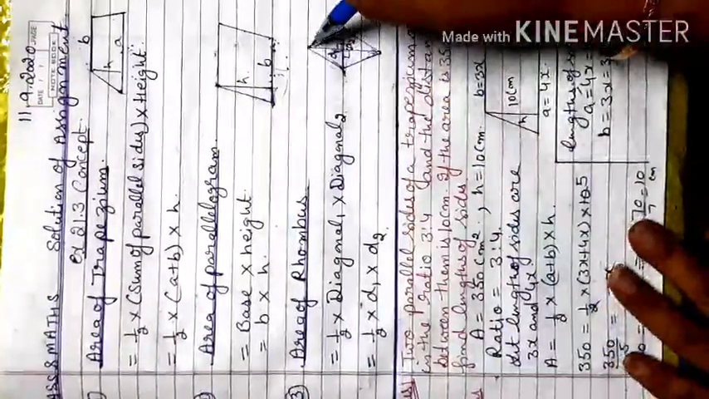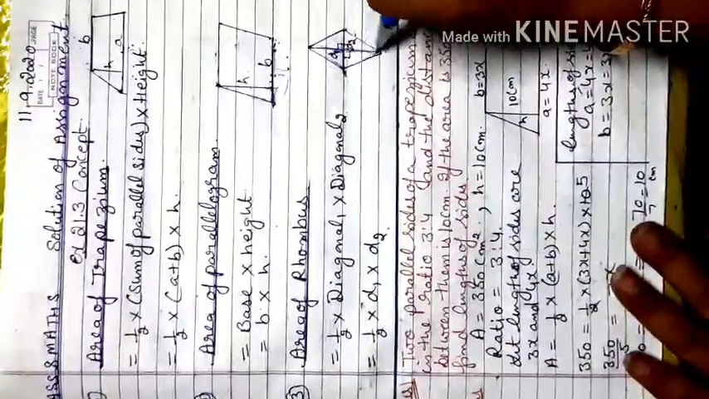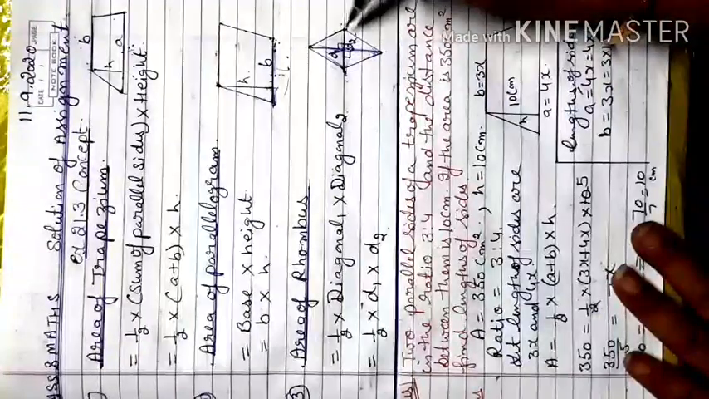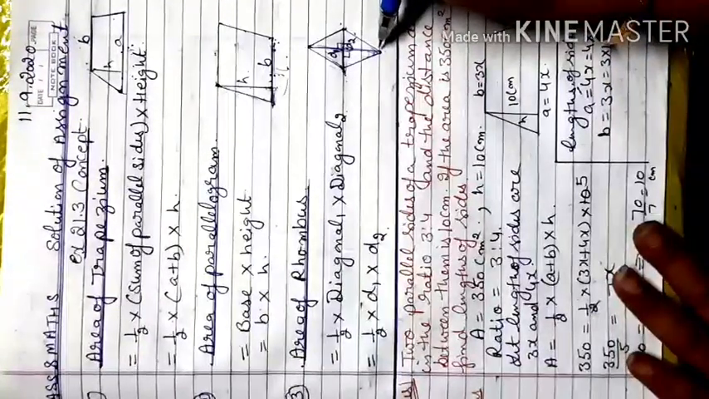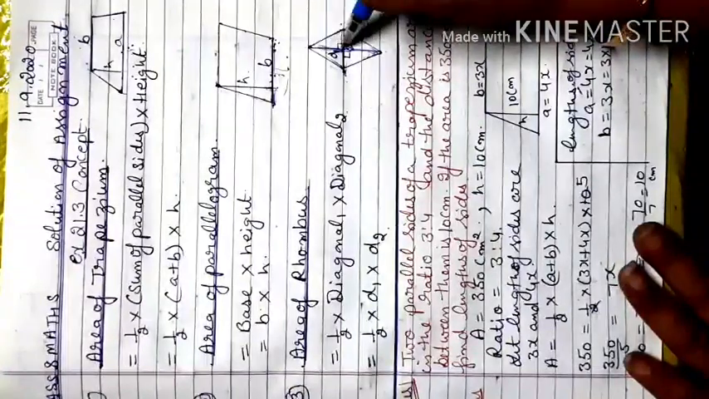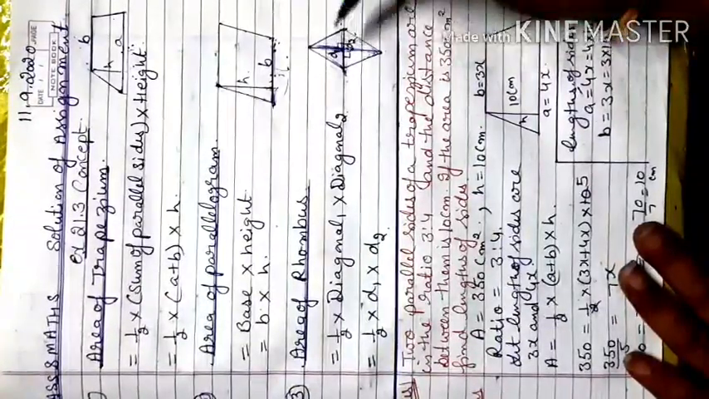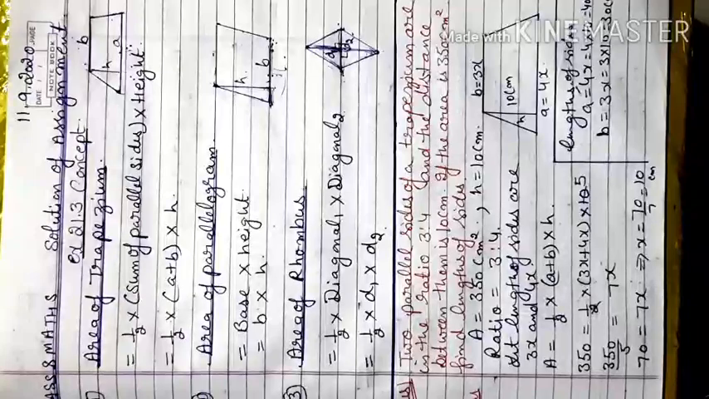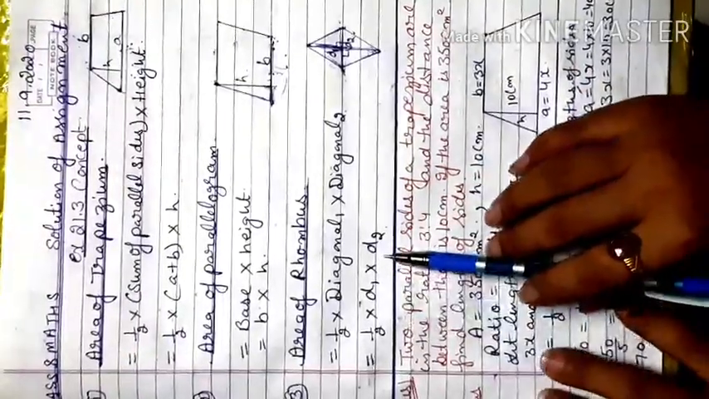Whatever is on this side is the same on the other side. If the diagonal lengths are given to you, then in this one triangle, this side is half of diagonal 1, and you have to find the area of the rhombus.